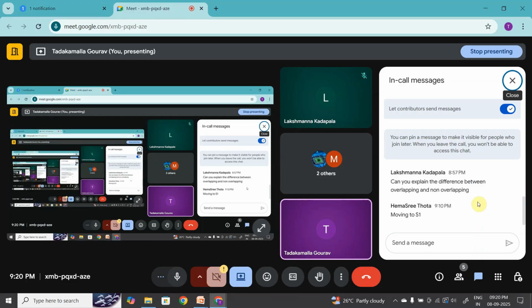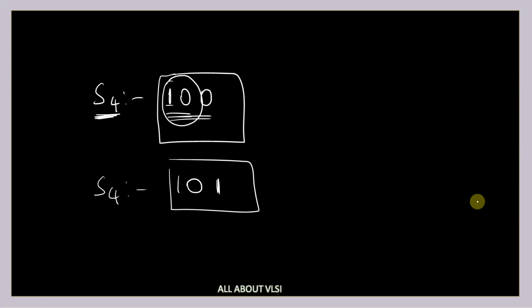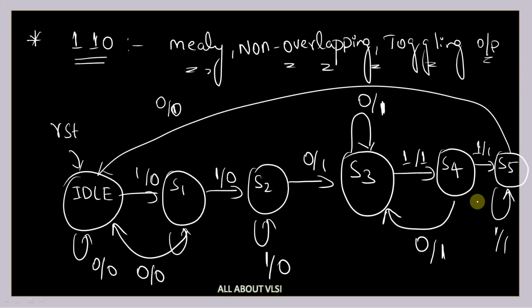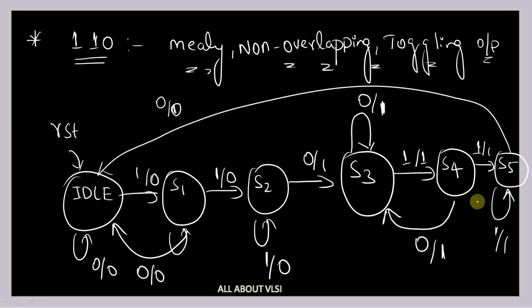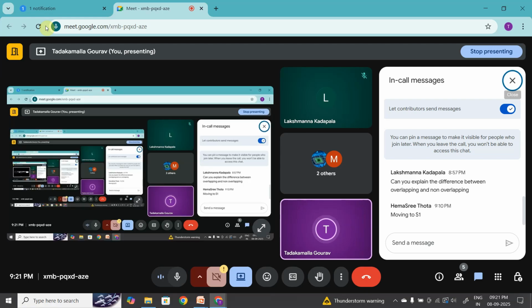Okay. Shall we discuss one more example? For Mealy overlapping toggling output, non-overlapping, and Moore, it will be more interesting. Mealy is good. Moore is more interesting and confusing. Let us discuss Mealy overlapping, then we will go to Moore. So, one more final example.